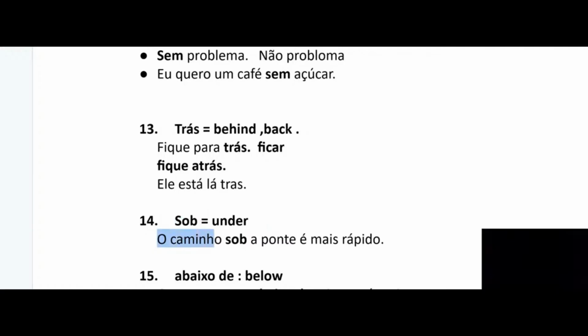Example, o caminho sob a ponte é mais rápido. The way under the bridge is faster. So the way under the bridge is much faster. That one is under something.